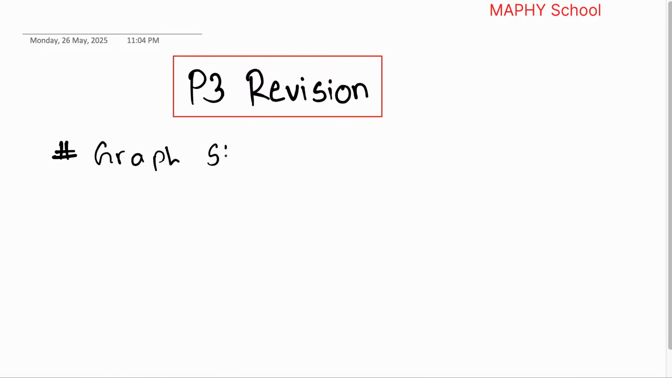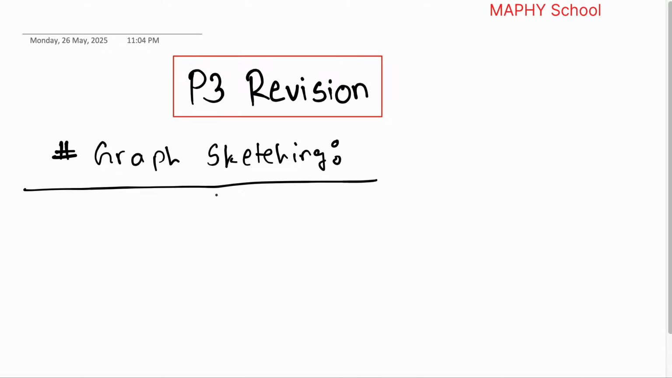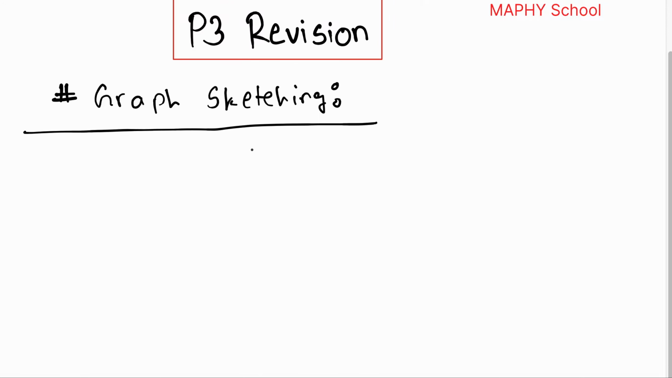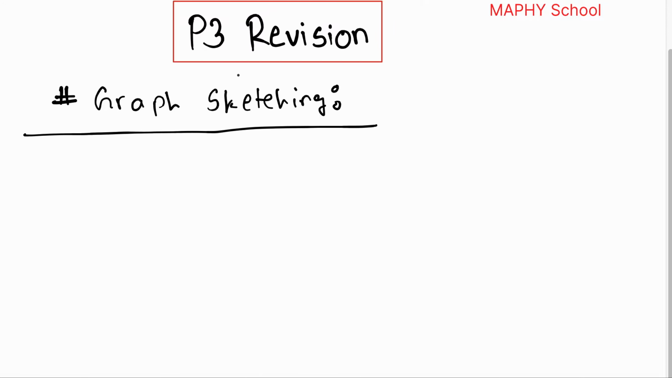First of all, the most important thing is graph sketching. Okay, so first of all, we are going for graph sketching. Take note with me, it will help you a lot as a complete revision will be done with me. So let's start. First of all, in graph sketching, first is the quadratic curve.